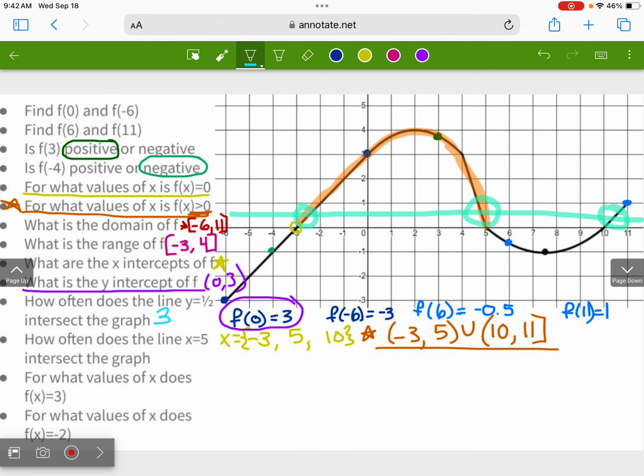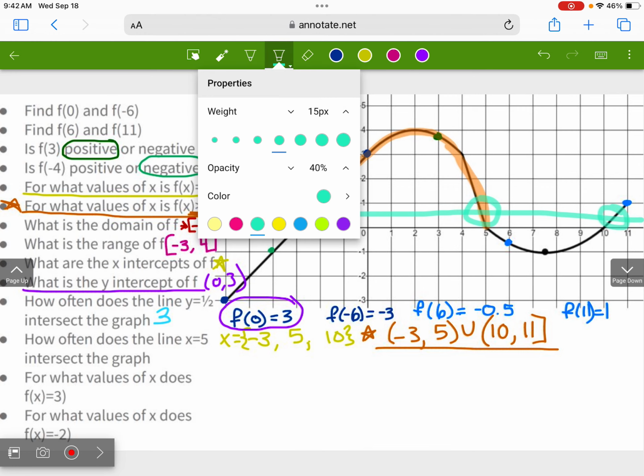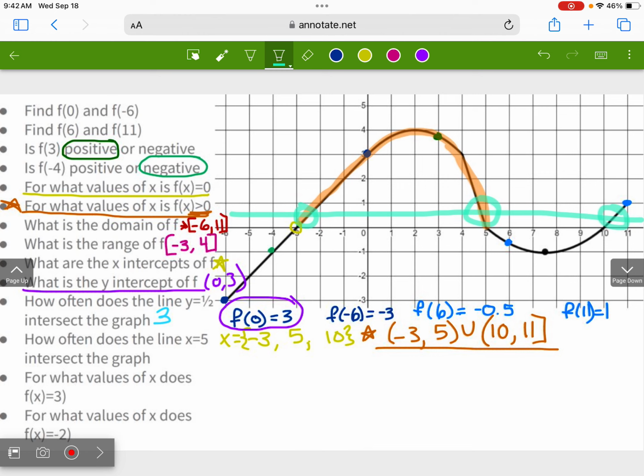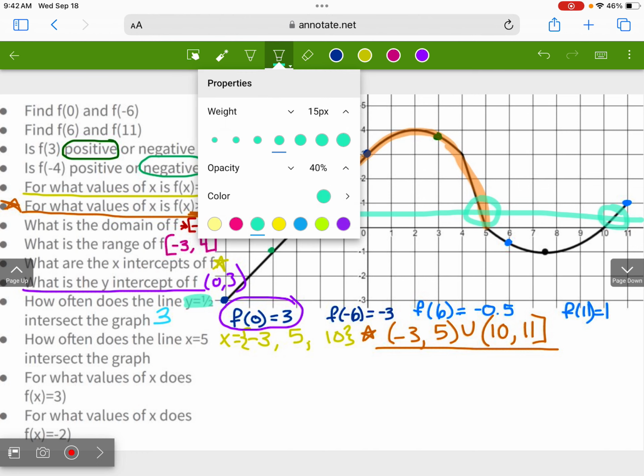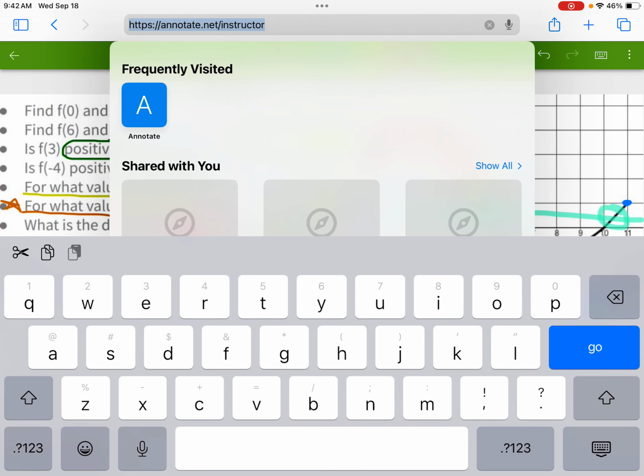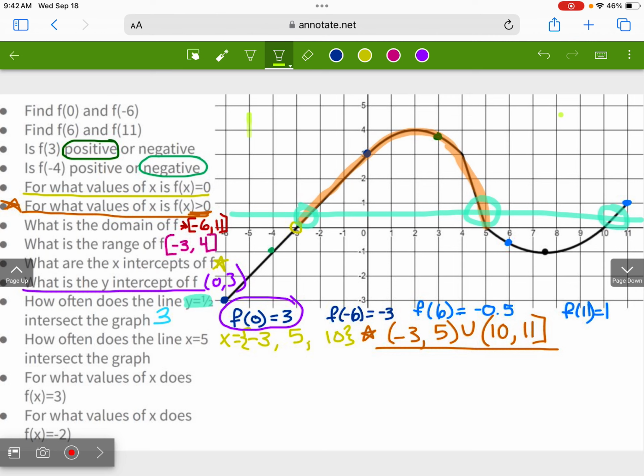How many times does the line x equals 5 intersect the graph? 1. Once. Oh, x equals 5. Sorry, my brain went y equals 5. X equals 5, that's vertical. Positive 5. Just once.